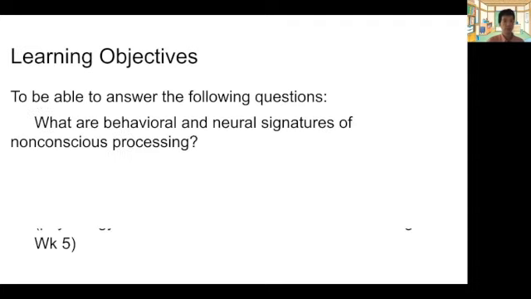So learning objective-wise, it's going to be the following. First, what are the behavior and the neural signature of non-conscious processing? Blindsight behavior is quite surprising on its own, but I haven't actually explained what's happening in most of our normal people's unconscious behavior. So once you understand what we can do with non-conscious processing, it will become even more surprising why blindsight behavior can happen.